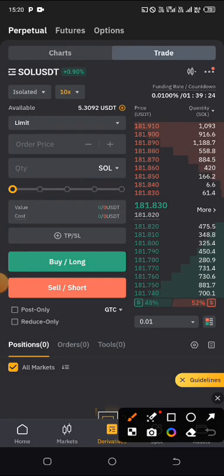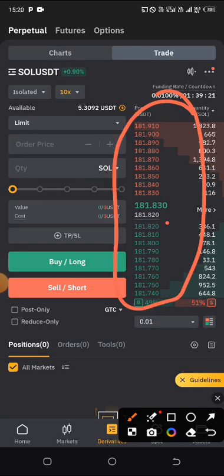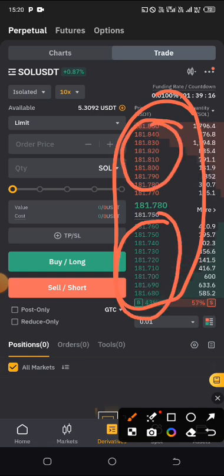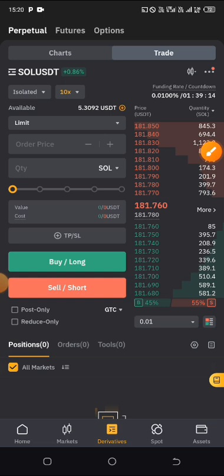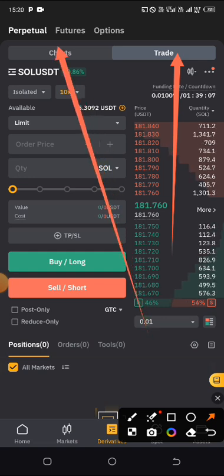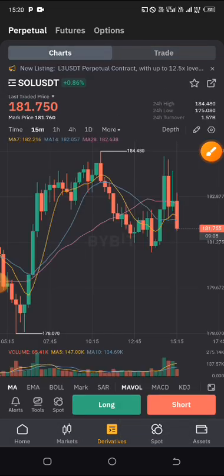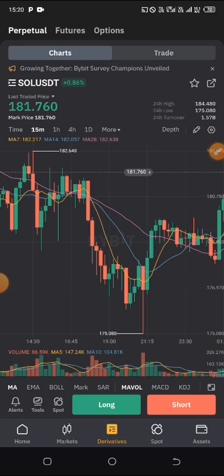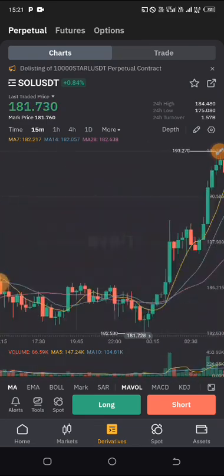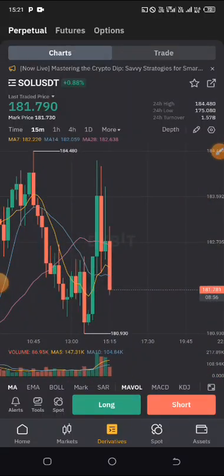Now you can see there are charts here, whereby this one signifies the seller and this one signifies the buyer. At this point in time, you can see we have the trade zone and the chart zone. The chart zone shows you how the market is moving. You can see it there. This chart helps us to study the market, to give technical analysis or fundamental analysis.